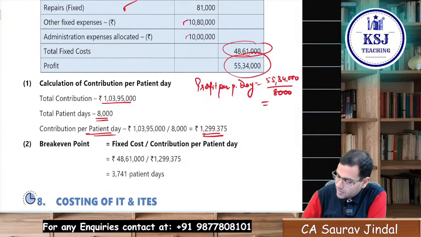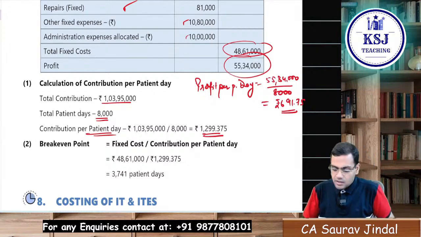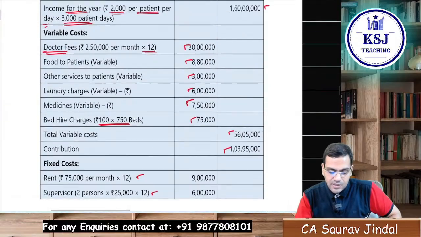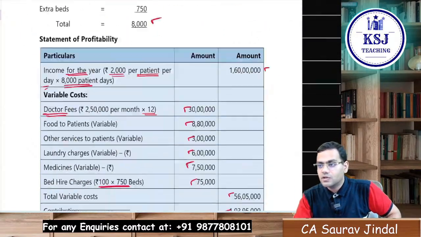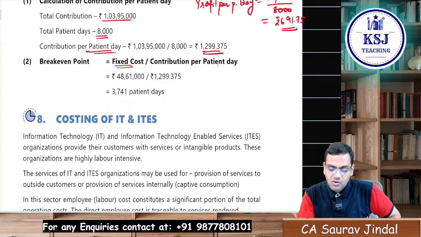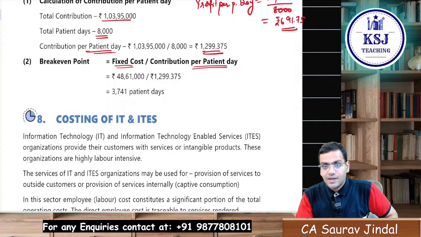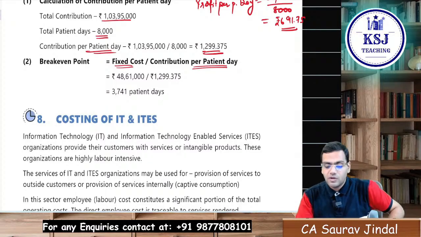55,34,000 divided by 8,000, that is rupees 691.75, right? So you have to show both the figures. Why have they calculated the contribution per patient day? Because if you look at the second part of the question, it says calculate the break-even point for the hospital. Break-even point will be the fixed cost divided by contribution per patient day. That is how many patient days there will be at which the hospital will be at a no profit no loss situation.